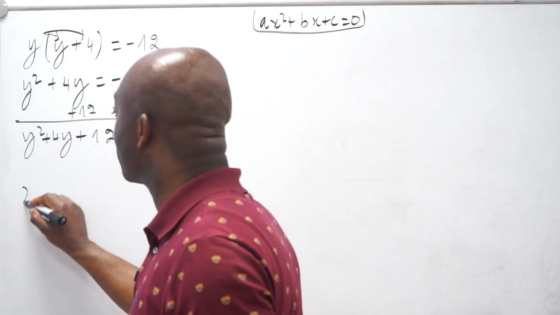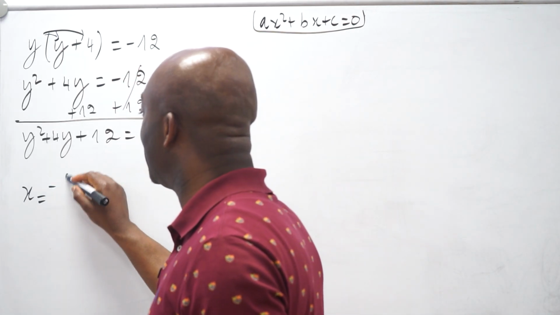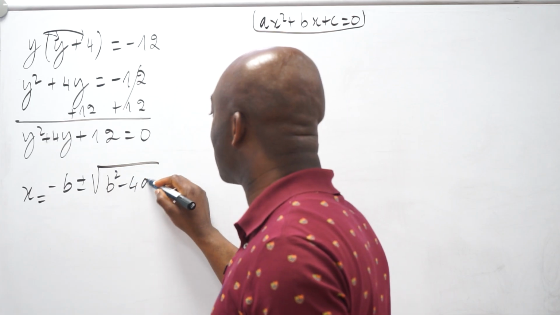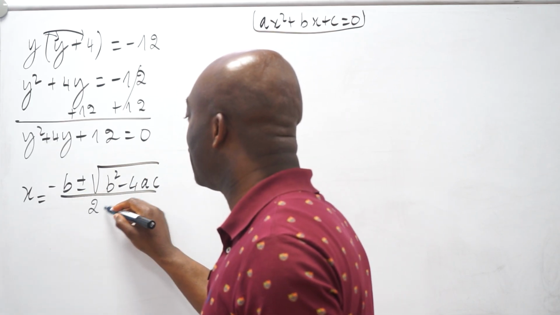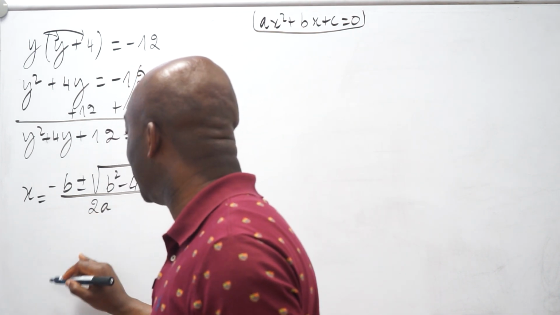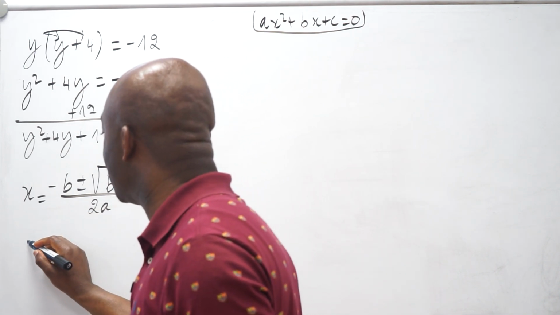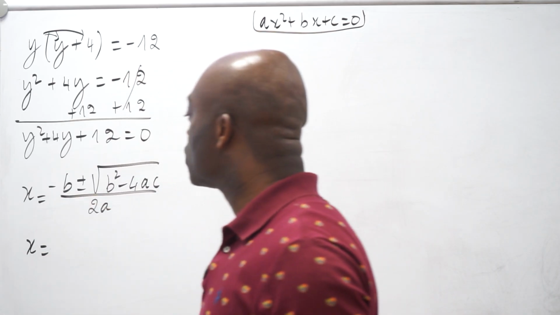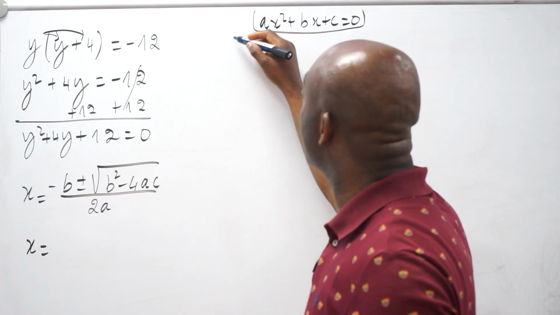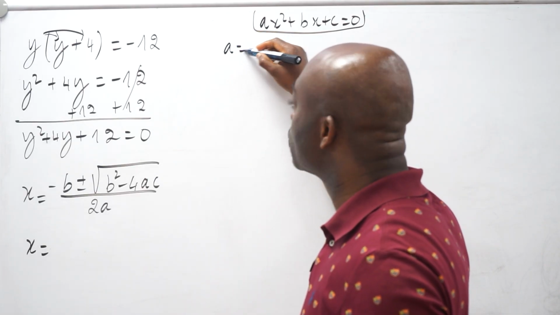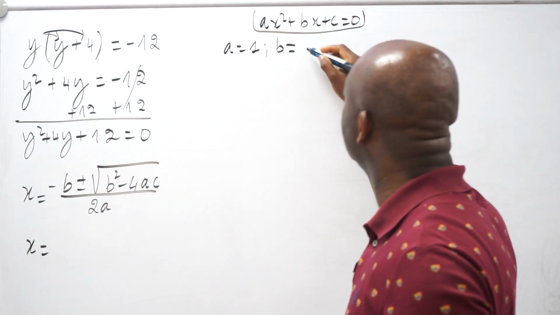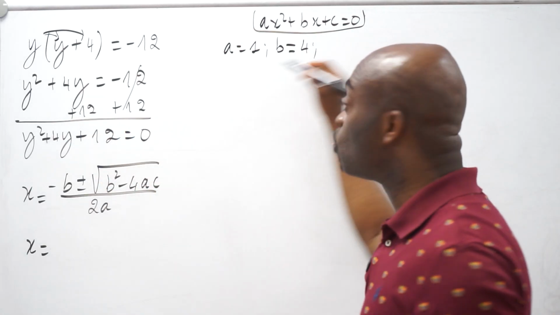Now, what is the quadratic formula? x is equal to negative b plus or minus the square root of b squared minus 4 times a times c, divided by 2a. Once we get that, we need the a, the b, and the c. In this case, a equals 1, b equals 4, and c equals 12.